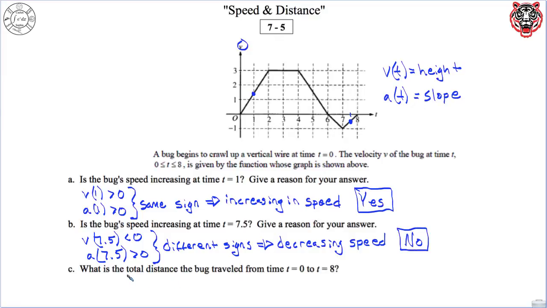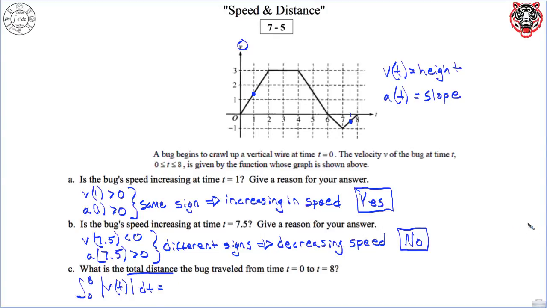And now we're looking for the total distance that the bug travels. So total distance is very similar to position change, but we're doing absolute value. It's going to be the integral between 0 and 8, because those are our bounds from 0 to 8. And it is velocity of time, but we don't want to go backwards when this is negative, so we're going to take the absolute value of velocity, and that's going to be dt.